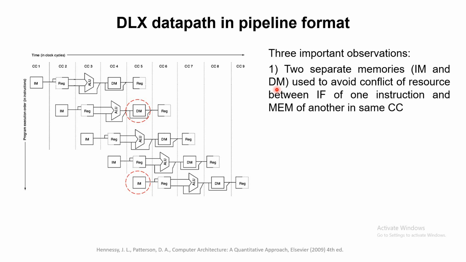All those processors whose design is based on Harvard architecture will have this facility. They will have two separate memories, or at least two separate sets of address and data buses through which the separate memories can be accessed. So this is the one observation.